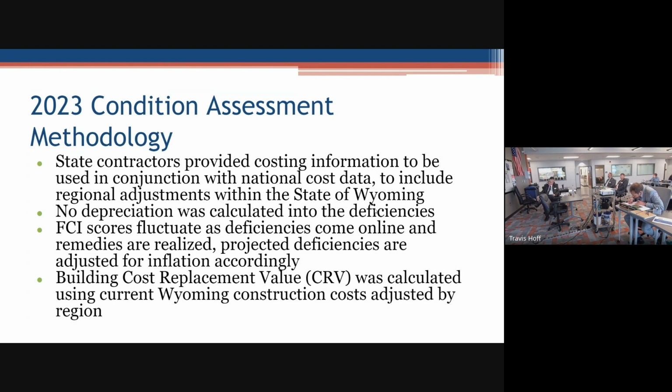No depreciation was calculated into the deficiencies because now we're projecting those deficiencies as the years come into play. And as those deficiencies come online, that FCI score becomes dynamic. So as those deficiencies come online, that FCI score is going to adjust. As remedies are realized, those FCI scores may go down as well.